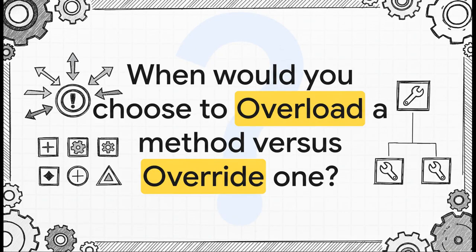So we're going to leave you with this final question to chew on. Now that you know the difference, think about a real project you might work on. When would you make the call to overload a method to give it multiple jobs? And when would you choose to override one to change how a child class behaves? Knowing the answer to that is what separates good programmers from great ones.